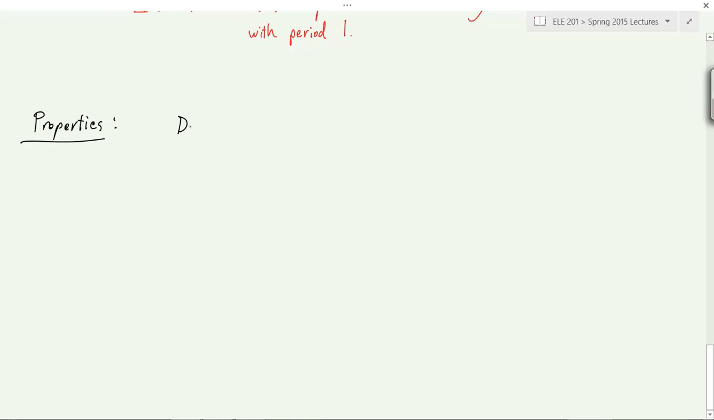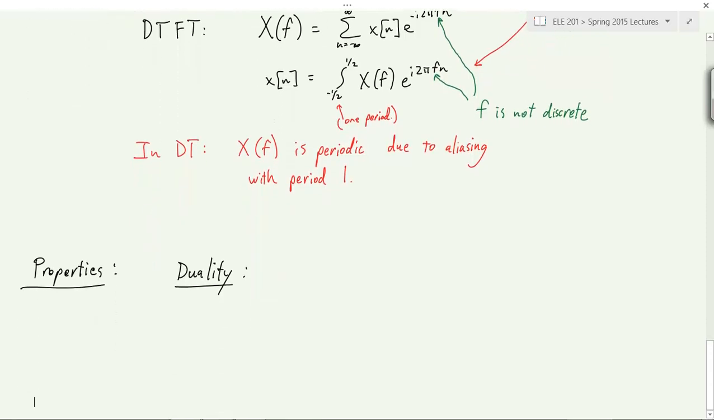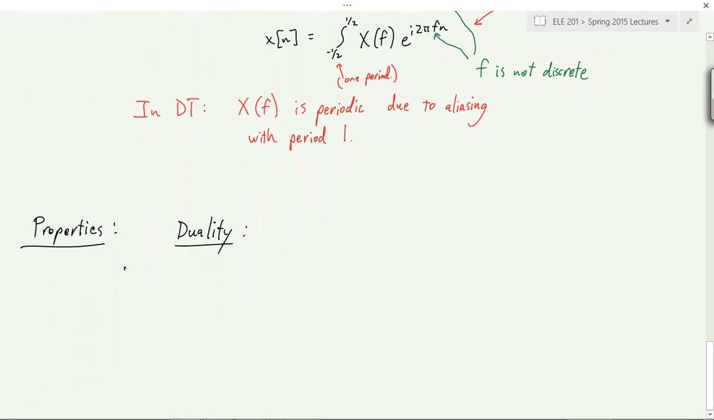We'll talk about duality, and this is simply observing that this continuous time Fourier transform looks the same forward and backwards. The forward formula and the backward formula are the same up to that minus sign. Okay? So that gives us a duality in the sense that, let's write that.